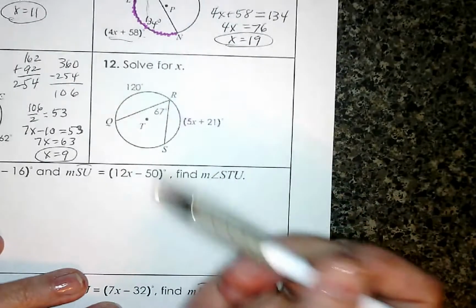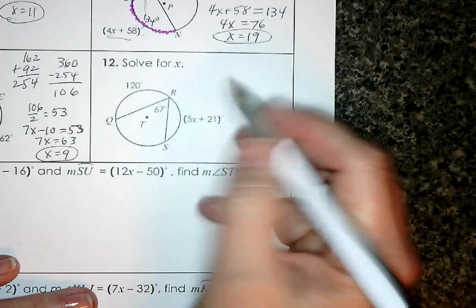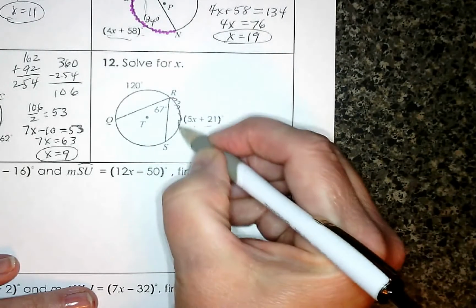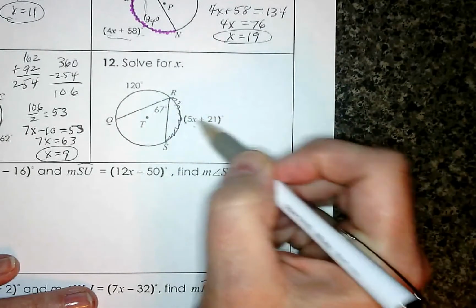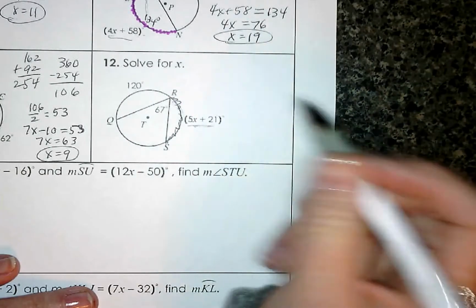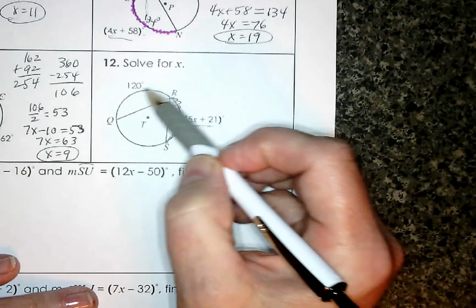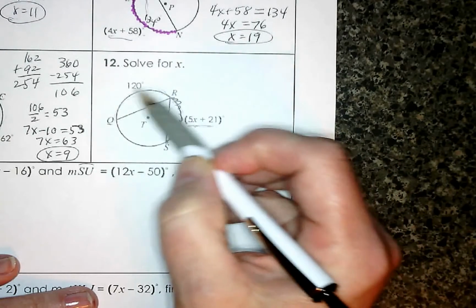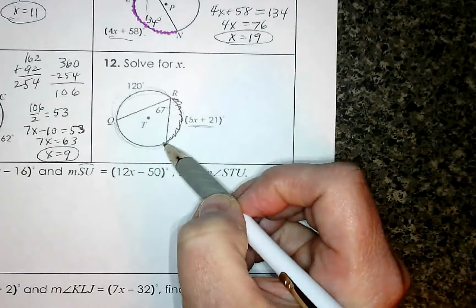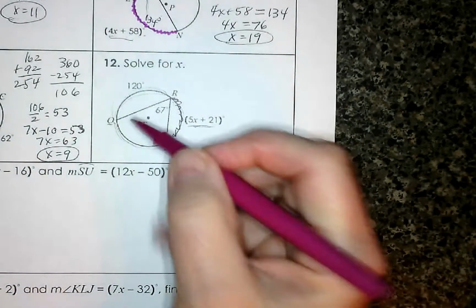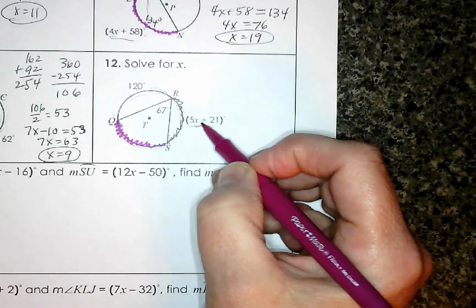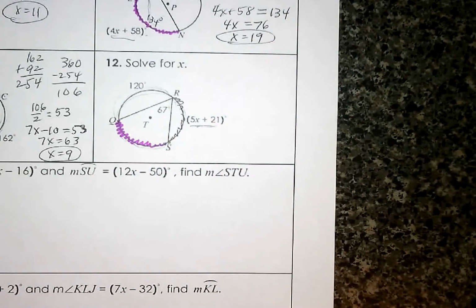Let's do number 12 here. Okay, kind of the same idea. This expression right here is from R to S. Okay, so if I can find that, I'll know that that's going to equal it. Well, if I'm looking around the outside edge here, this is 120. From Q to S, that's the intercepted arc of this angle that's 67. So if I can find this, then I'll be able to find that, which will allow me to find X.